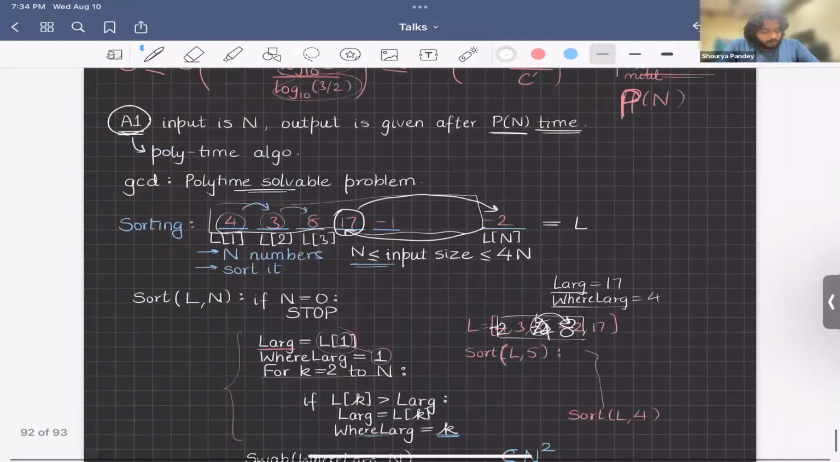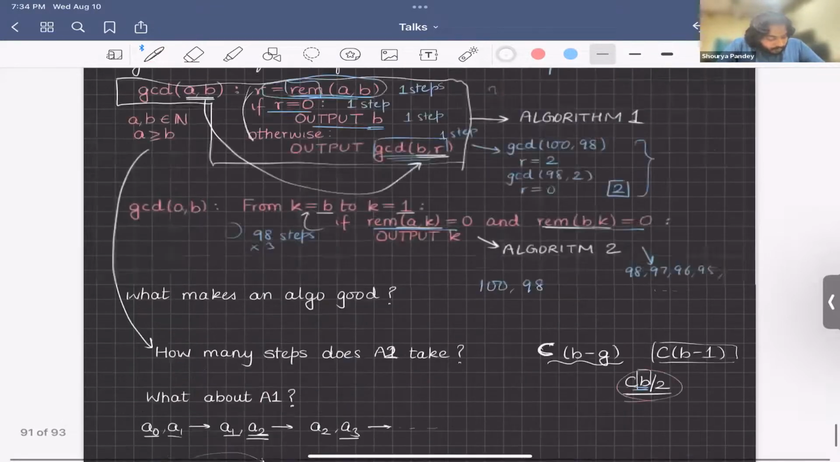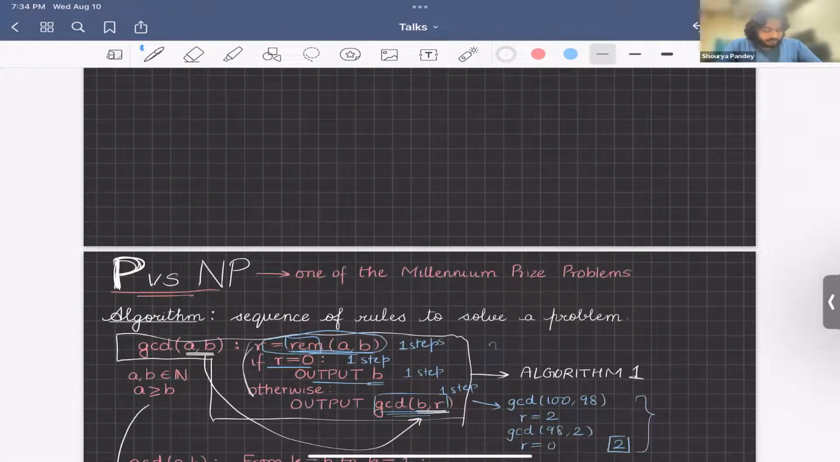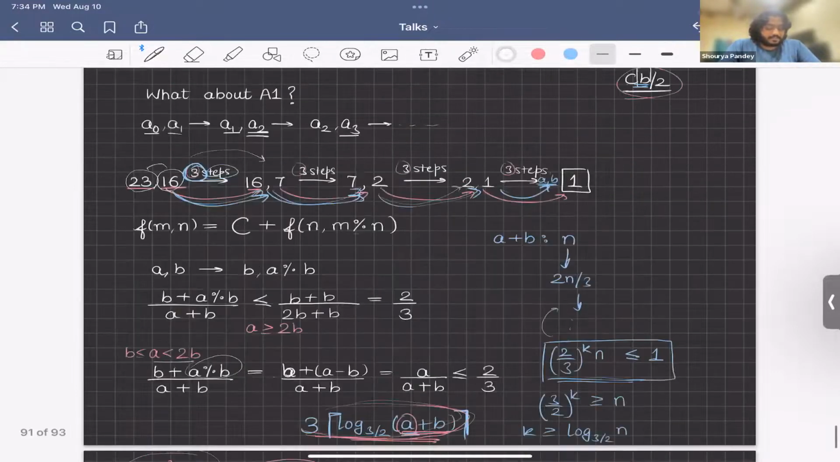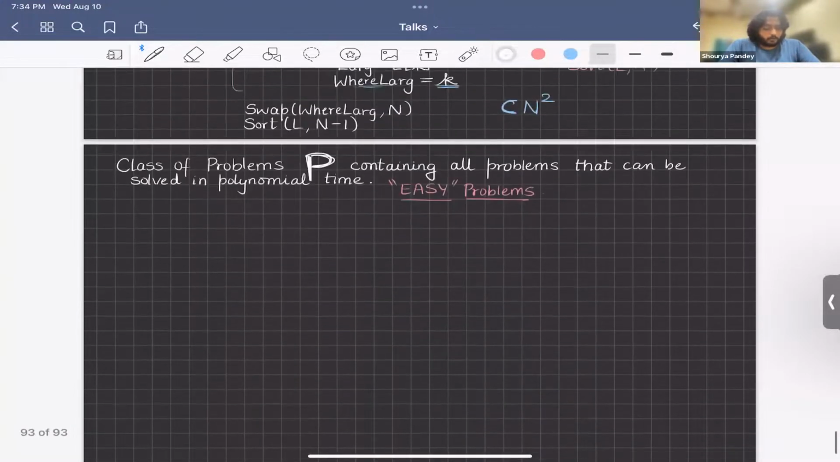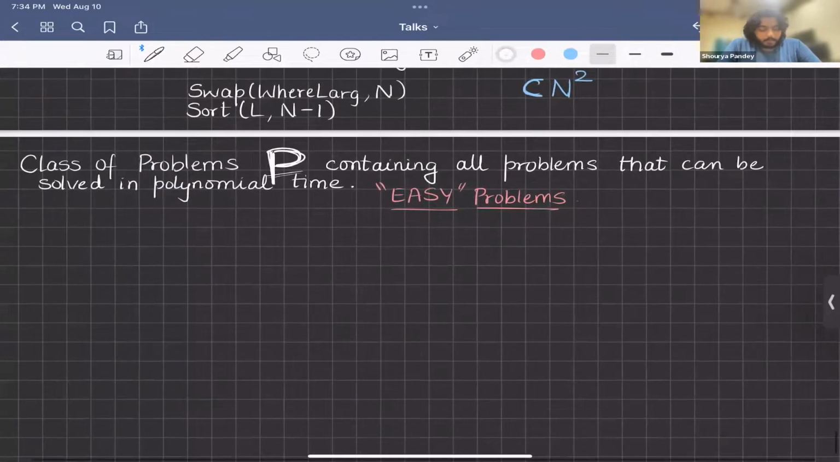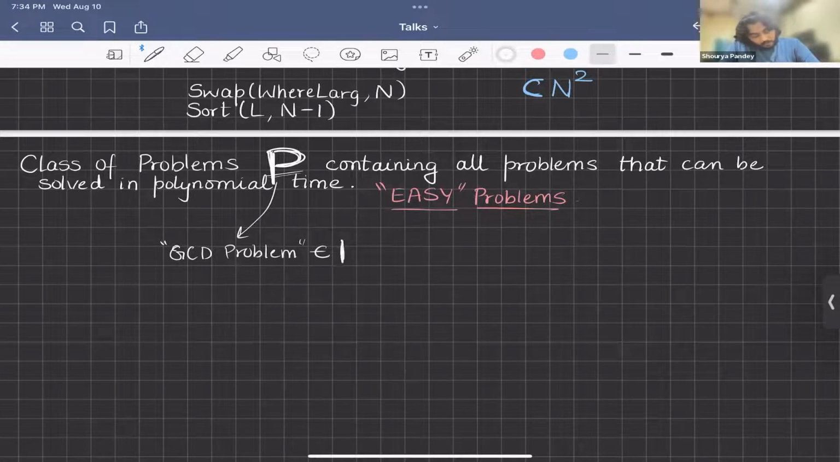Okay. So part one of this problem is done. We now know what P is. It's the set of all problems. Note that this itself is not a problem. It is a class that contains problems. For example, the GCD problem is an element of P. And so is sorting, for example, and many other problems.